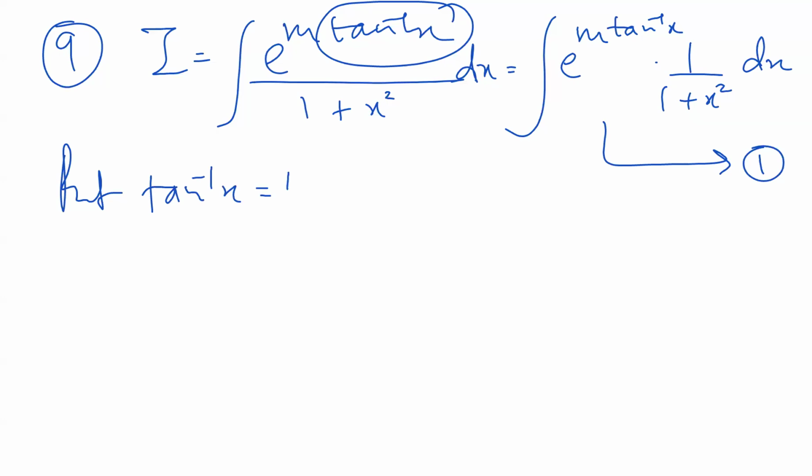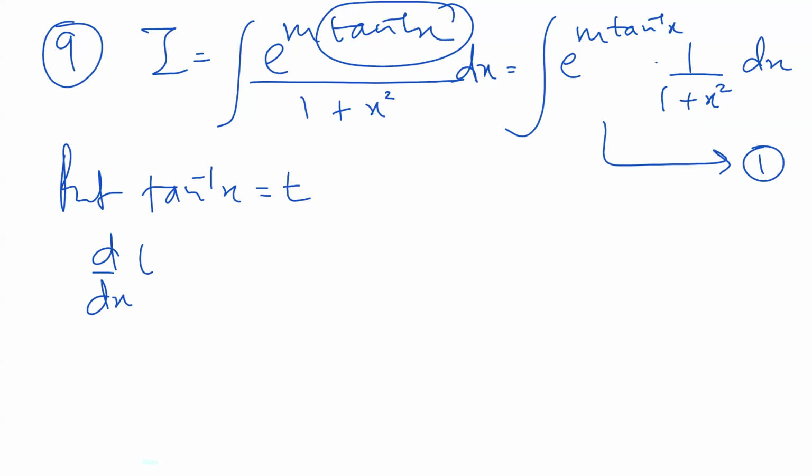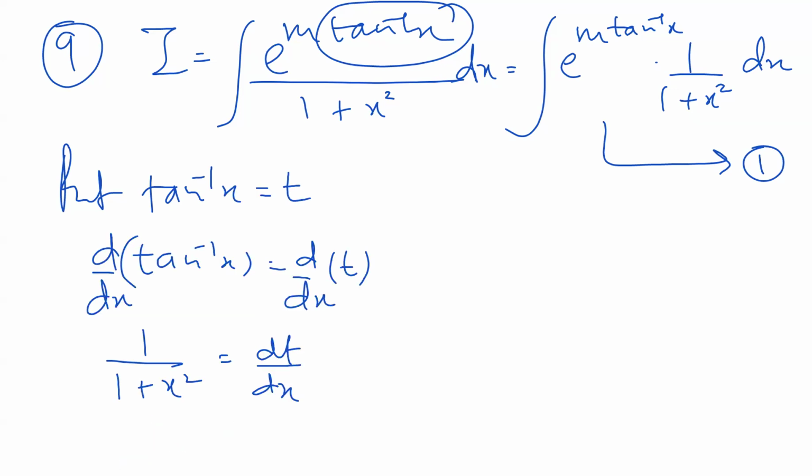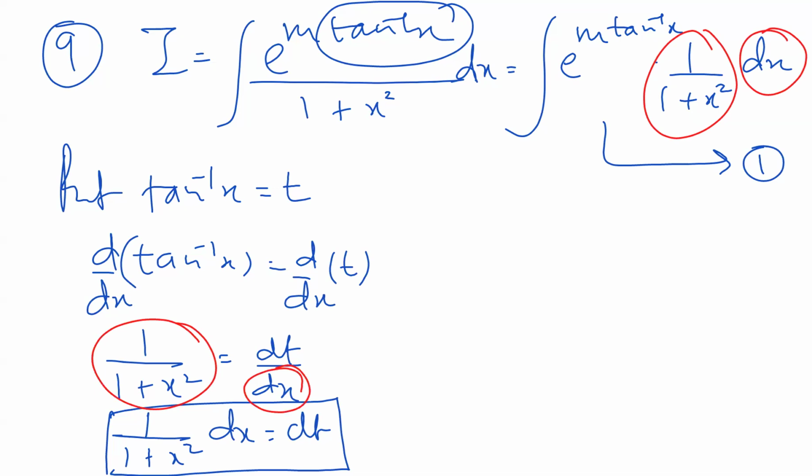Put tan inverse x equal to t. d by dx of tan inverse x equals d by dx of t, so 1 upon 1 plus x square is equal to dt by dx. So 1 upon 1 plus x square dx is equal to dt. So I decided to take 1 upon 1 plus x square and dx terms together, because it's there in equation number 1.